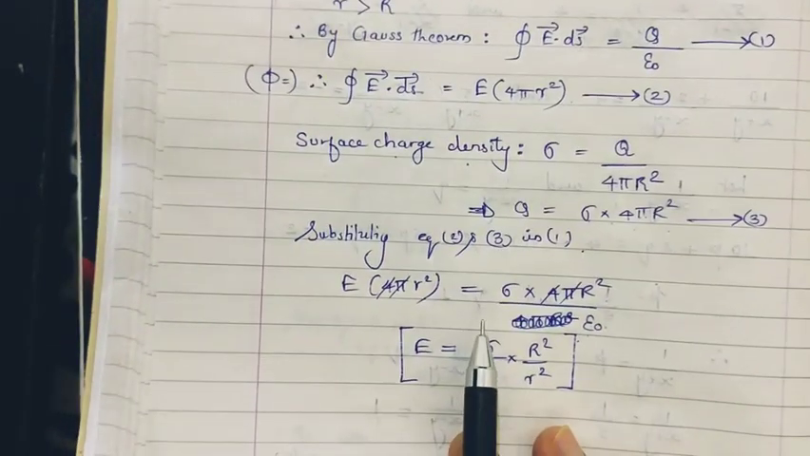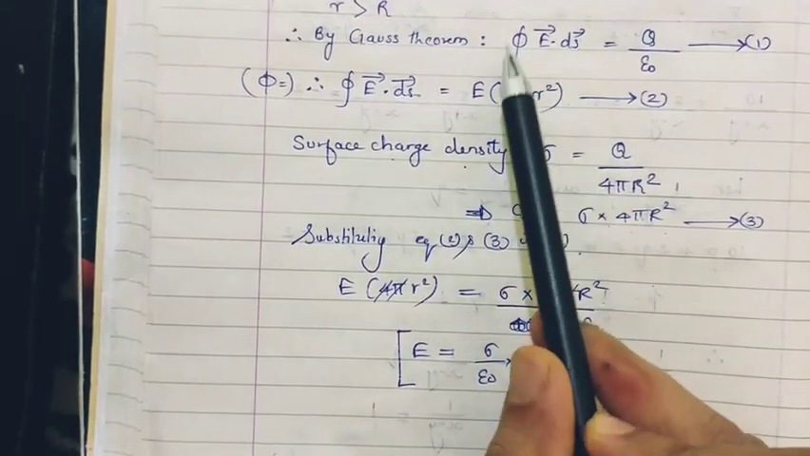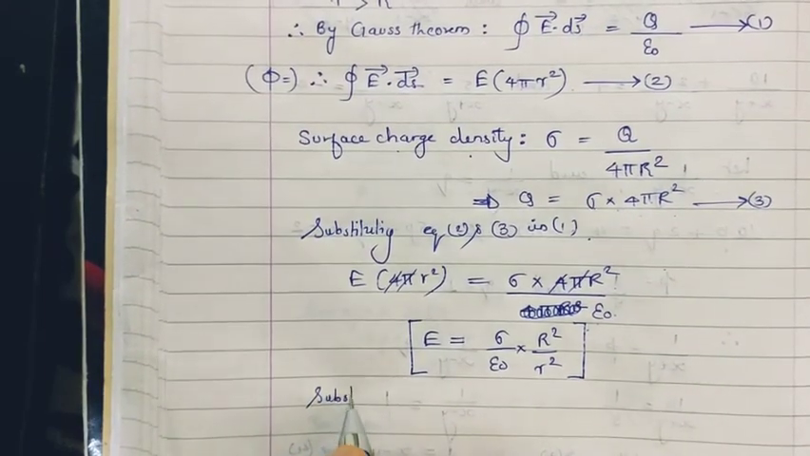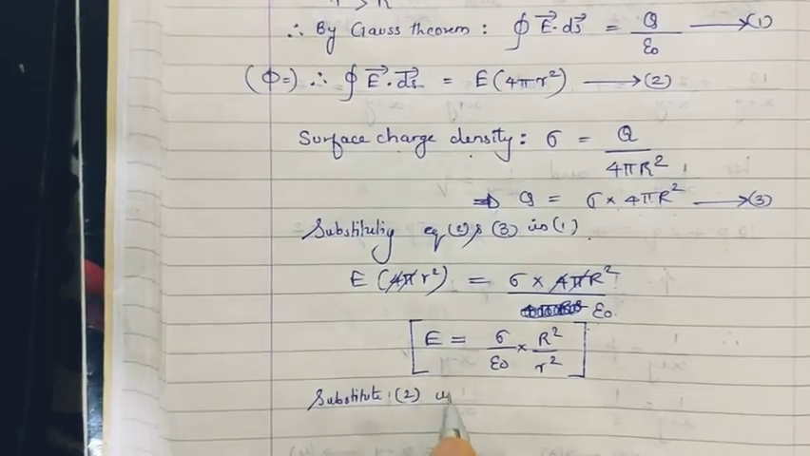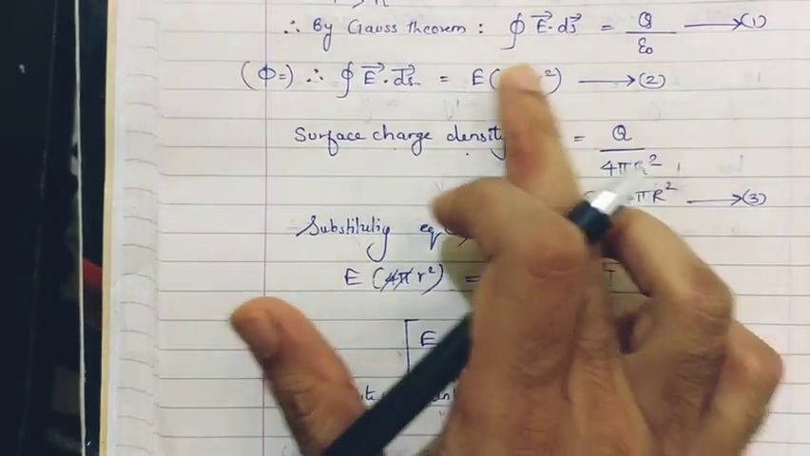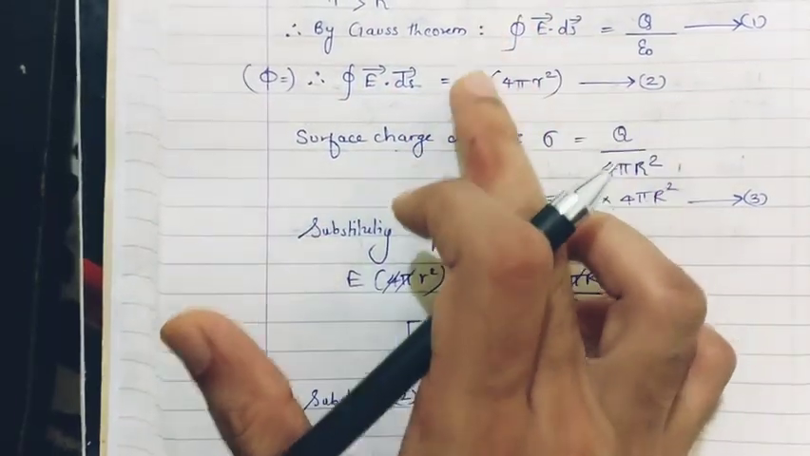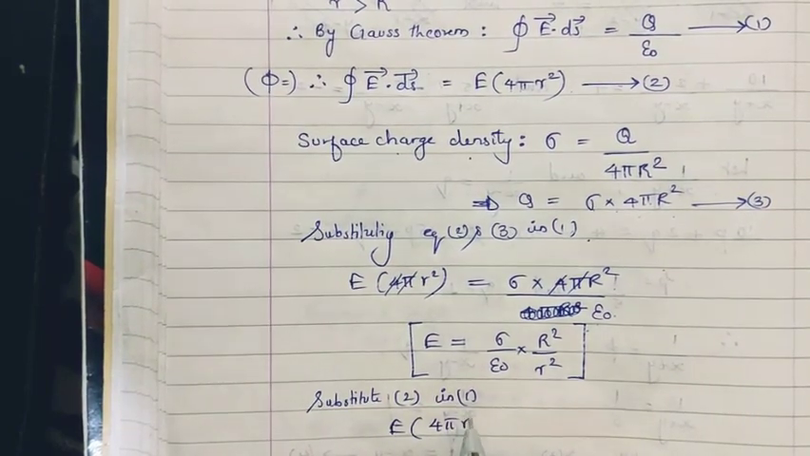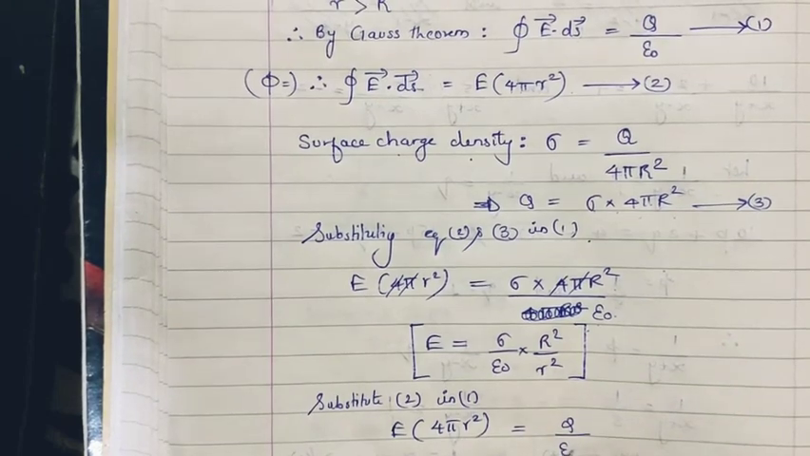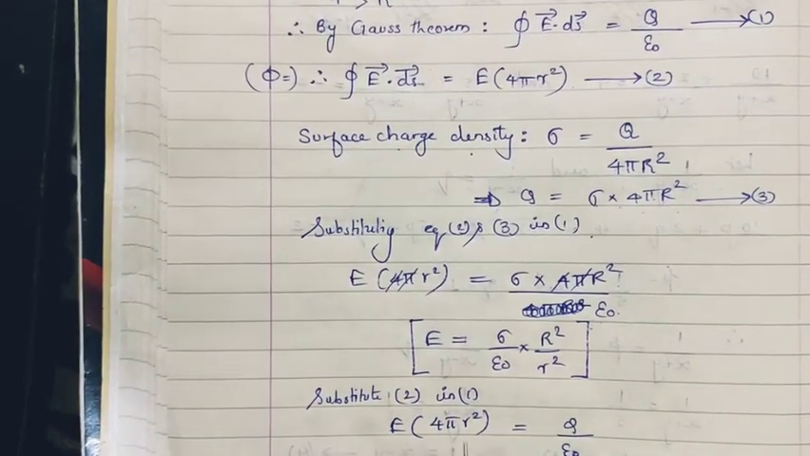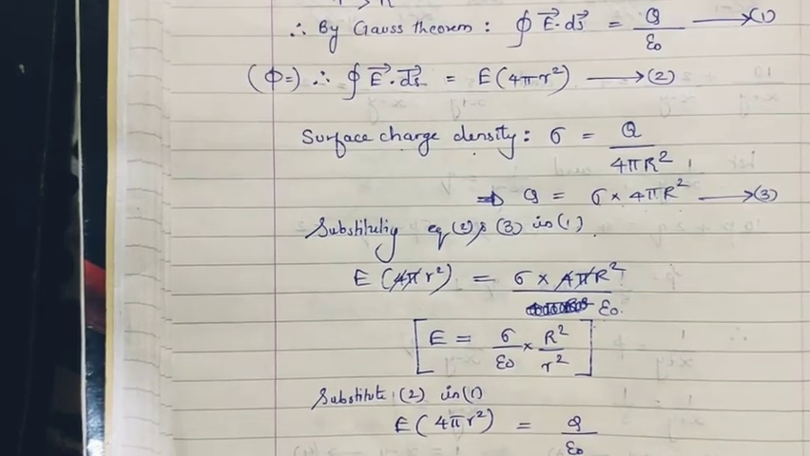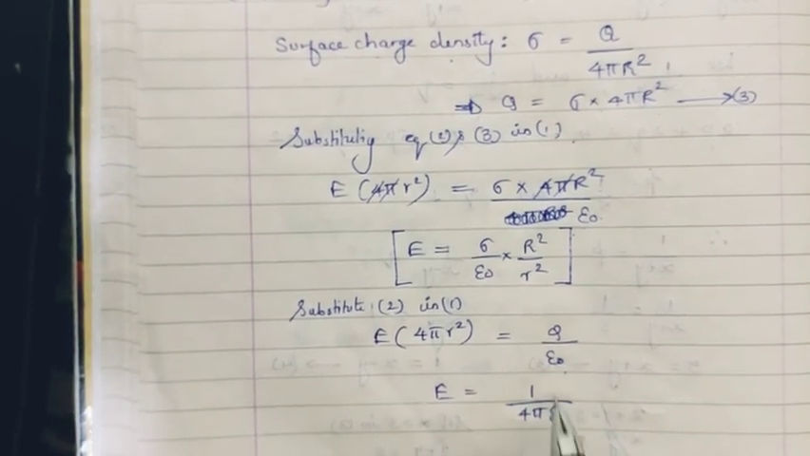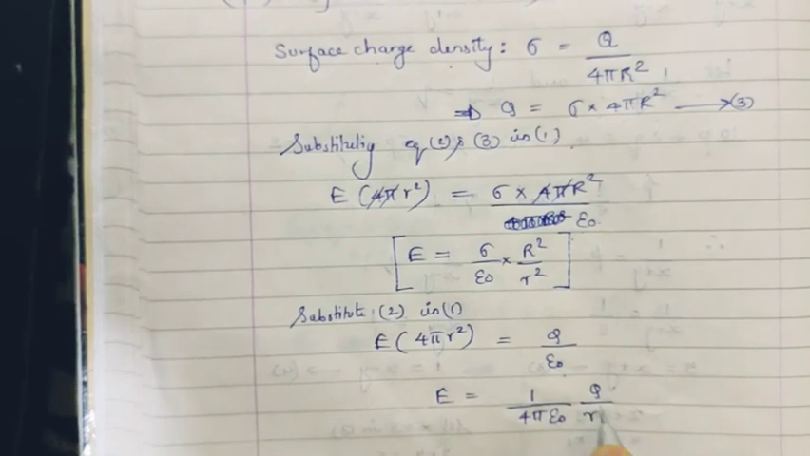There is one more form you can write over here. If you just substitute for your flux and keep your Q as it is, you get another form. So let's substitute only 2 in 1. We won't substitute 3. Substituting only 2 in 1, in place of flux I'll put E into 4 pi r square. So you'll get E into 4 pi small r square, which will be equal to Q upon epsilon naught. So E will be equal to what? I'll just rearrange the terms. 1 upon 4 pi I'll take down, epsilon naught is already there, Q divided by this small r square.